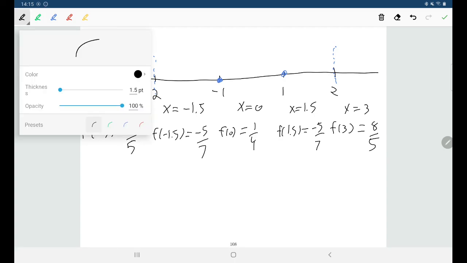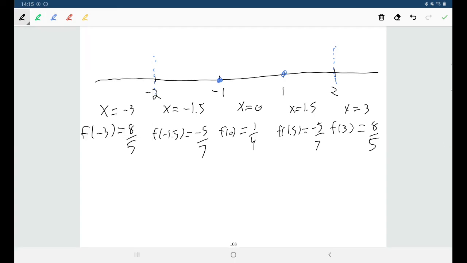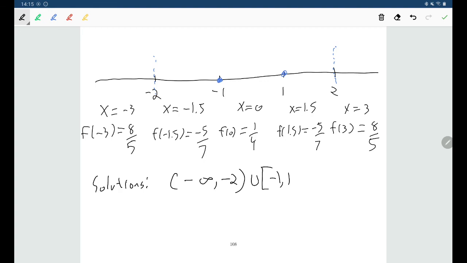So if we're looking for where you are positive or at the x-axis, our solutions would be everybody up to, but not including, -2, together with everybody from -1 to 1, including the -1, because that's an x-intercept, including the 1, because that's another x-intercept, and then together with everybody larger than 2, not including the 2, because 2 is where we've got a vertical asymptote for that rational function.